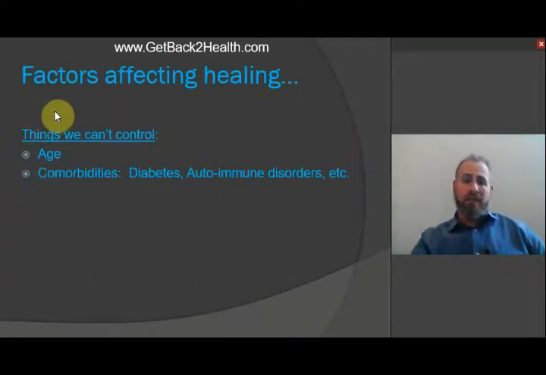The first are things that we can't control. So the first is age. Unfortunately, as we age, we actually heal slower. So that's something we have to take into consideration. Another thing that we have to take into consideration when we're talking about healing is comorbidities. So these are other health conditions that you may be experiencing that would have a negative impact on your ability to heal. So things like diabetes, certain autoimmune disorders, things like that. Anything that's going to affect your body's ability to heal that is also happening at the same time you're trying to recover from this disc injury could slow you down from the healing process.